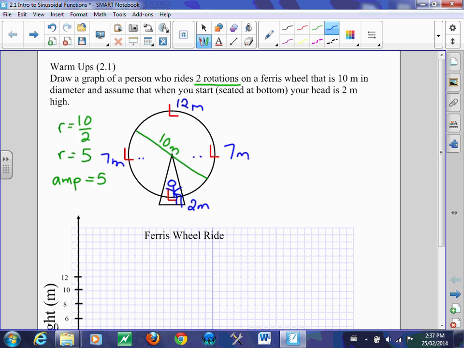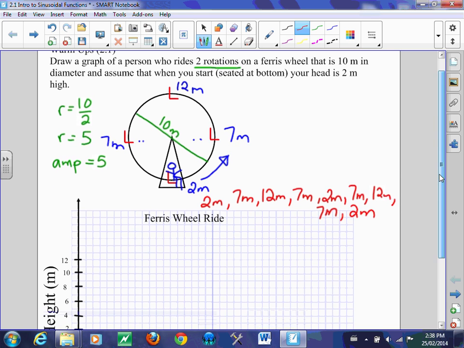So think about it. We're going to get on, and we're going to go this way for 2 rotations. If you're trying to figure out the distances as we go, we're going to go from 2 meters, then come up here to 7 meters, then go up to the top and be at 12 meters. Start coming back down to 7 meters. Then we're going to hit the bottom again, at 2 meters. That's 1 complete rotation, so we've got to do that again. So we're going to go back to 7 meters, to 12 meters, back down to 7 meters, and then finally end at 2 meters. Okay, so what we want to do is plot those in terms of rotations.